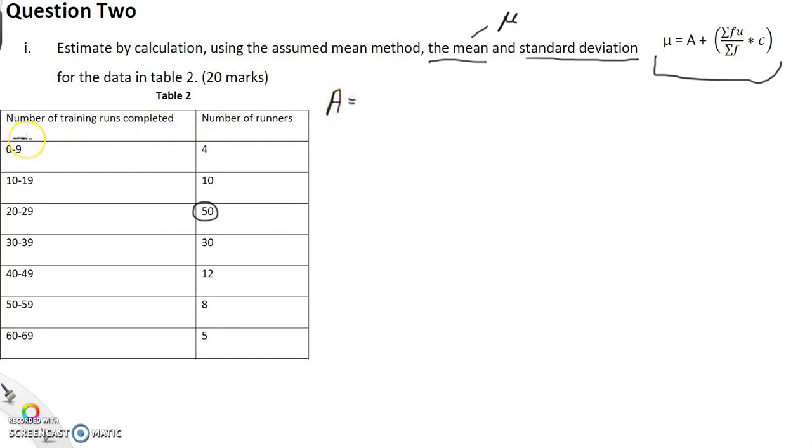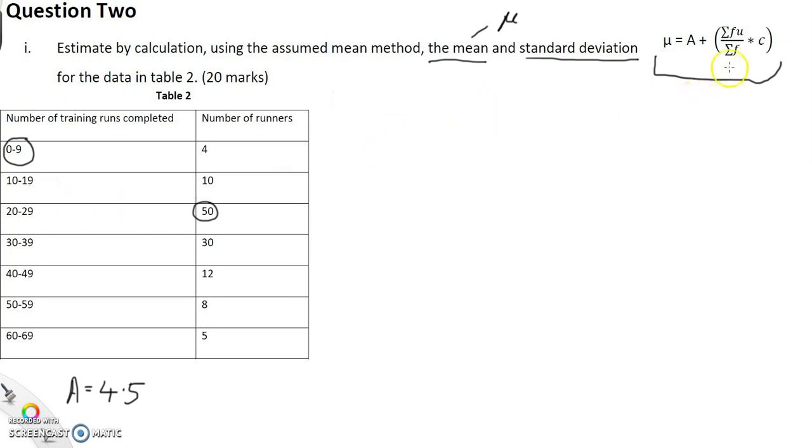Here's the first class here, 0 to 9. So for the midpoint of the first class, we add the two of them, 0 and 9, and divide by 2. So that gives us 9 over 2, so we get 4.5 for A. Let's write that down over the way: A equals 4.5. I'm going to get rid of this stuff here because we're going to need some space.